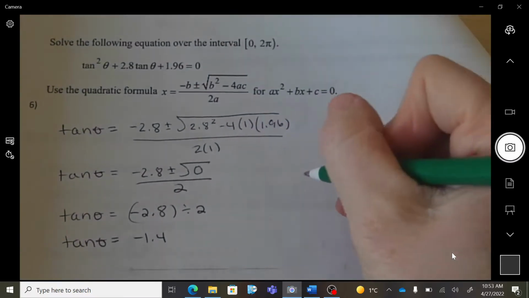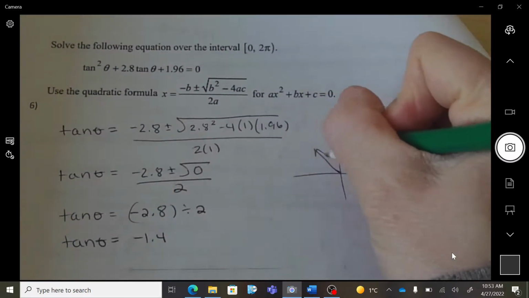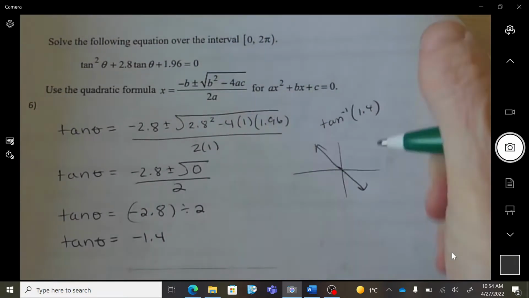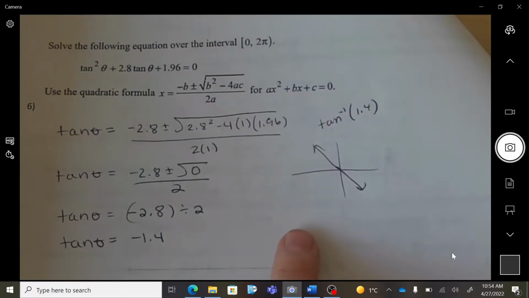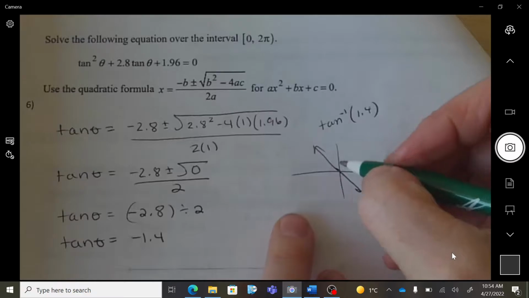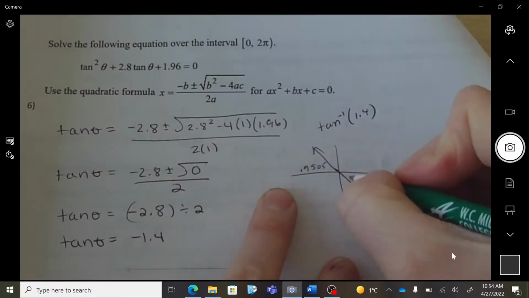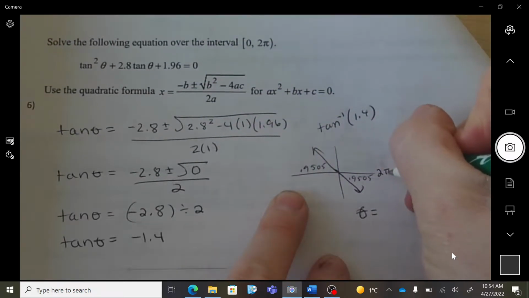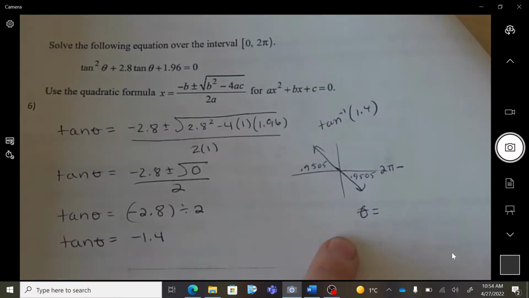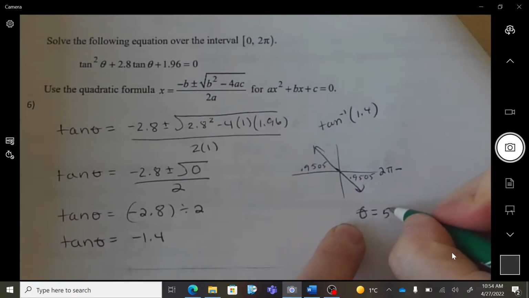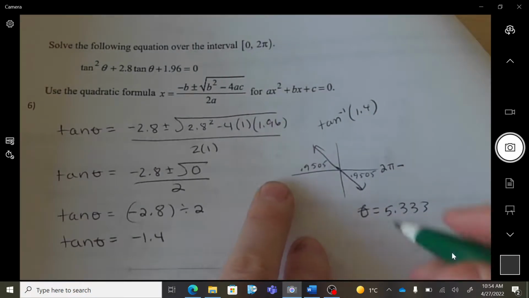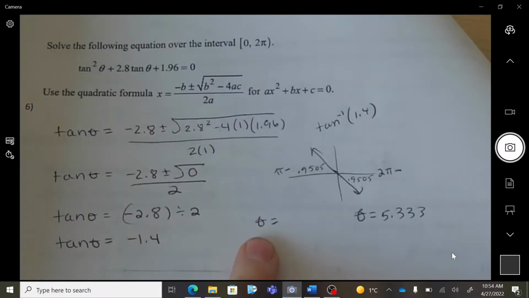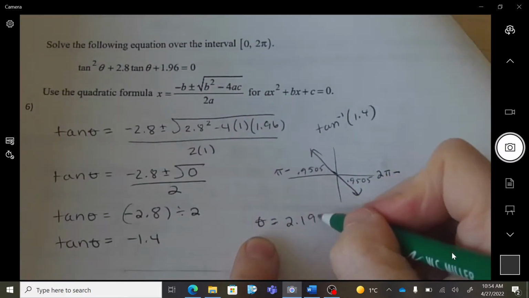So that was algebra. So now tan is negative. And then I'm going to tan inverse a 1.4. When I do that, I get 0.9505. So therefore, this angle is going to be 2 pi minus that amount. So 5.333. And here, I'm going to do pi minus that amount. So on this one, I get 2.191.